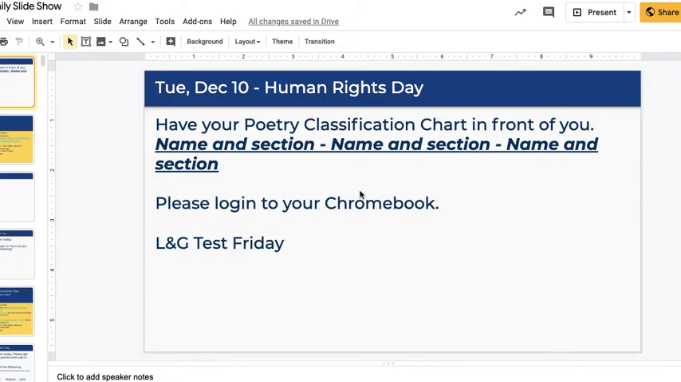Welcome to Tuesday, December 10th. In class today we turned in our poetry classification chart number 2 from yesterday, and then I reminded students that they have a Latin and Greek test on Friday.